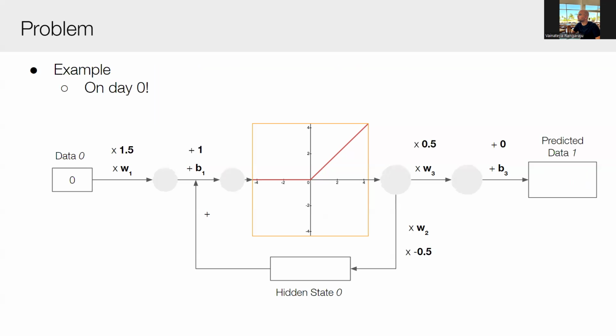So let's go through just day 0. What is this new recurrent relation that we added? Yeah, what was the question?